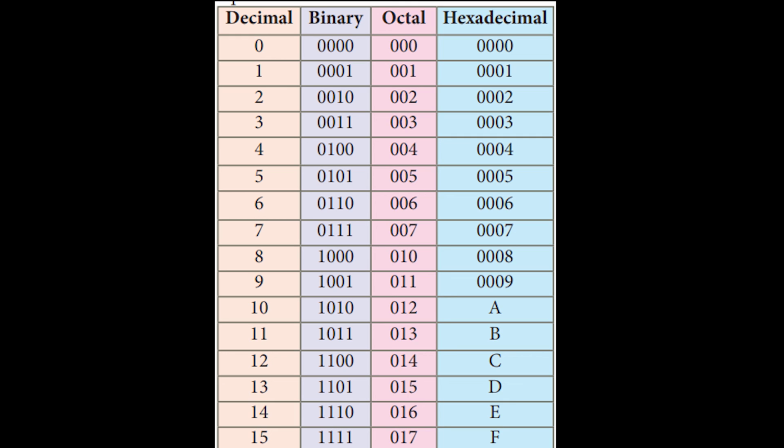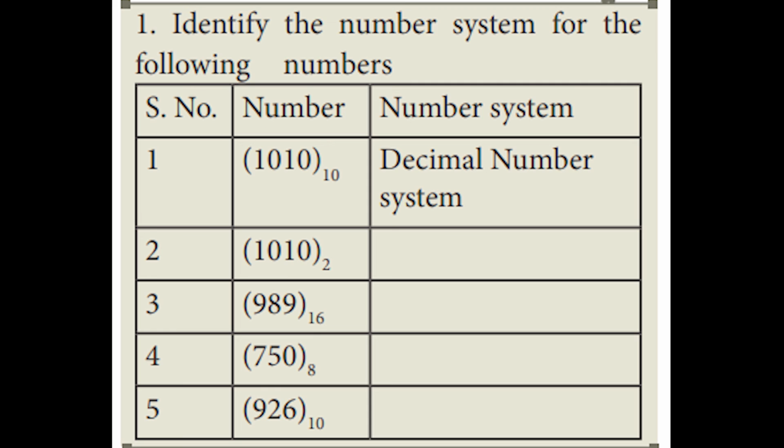Hexadecimal means after 9 you have to put A, B, C, D, E, F instead of 10, 11, 12, 13, 14, 15. So just learn this tabular column which is on page number 17. You don't have to memorize it. Just have a look at it, understand what hexadecimal, octal and binary numbers are, and try to find the equivalent decimal numbers also. Here, on page number 17, they have given some numbers: identify the number system for the following numbers.